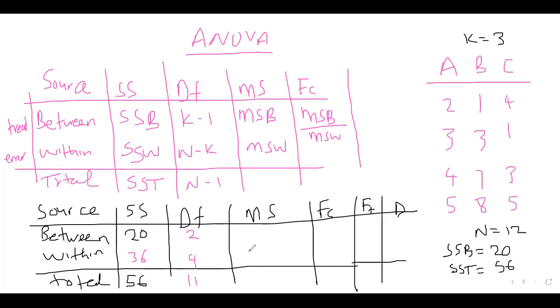And here we divide for the mean square. You just put a division sign here. So 20 divided by 2 is 10. 36 divided by 9 is 4. And finally, for the F calculated, you put a division sign there: 10 divided by 4 is 2.5. Are we together?